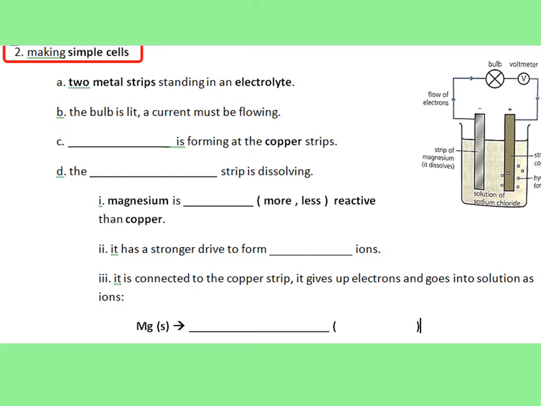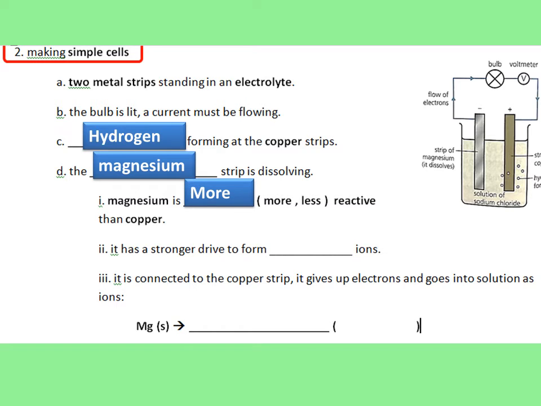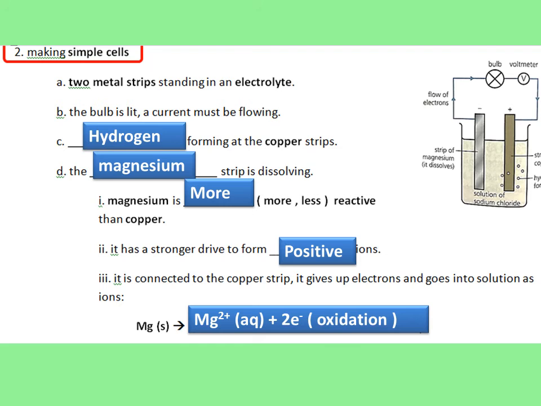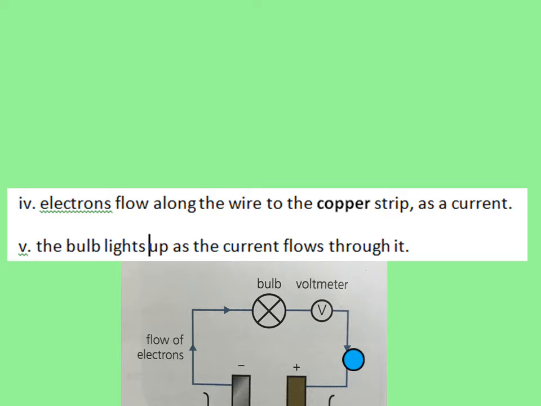So go to the worksheet. 2 metal strips. B, when the bulb is lit, the current must be flowing. Hydrogen is formed at the copper strip. The magnesium strip is dissolved. Magnesium is more reactive than copper because it has a strong drive to form positive ion. So when it is connected to the copper, it will give up electron and goes into solution. So electron flows along the wire from the magnesium to copper as current, okay?